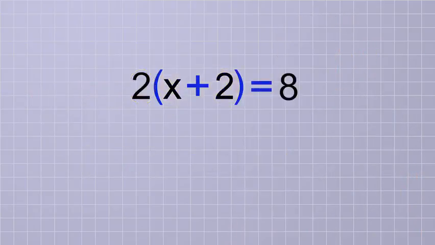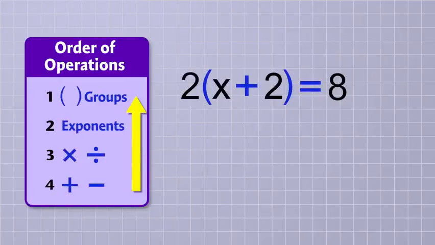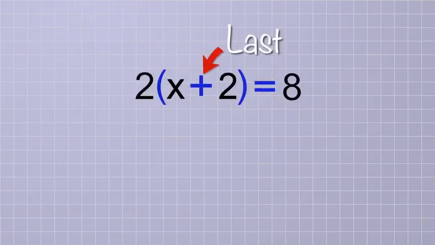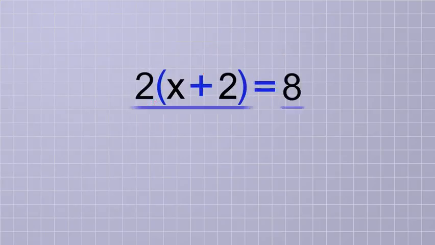We're still going to follow our order of operations rules in reverse, but now that the x plus 2 is inside parentheses, which means that it's part of a group, we're going to undo that operation last. Since we're supposed to do operations in groups first, it means that we're going to undo operations in groups last. So in this problem, we should start by undoing the multiplication that's implied between the 2 and the group x plus 2. To do that, we divide both sides of the equation by 2.